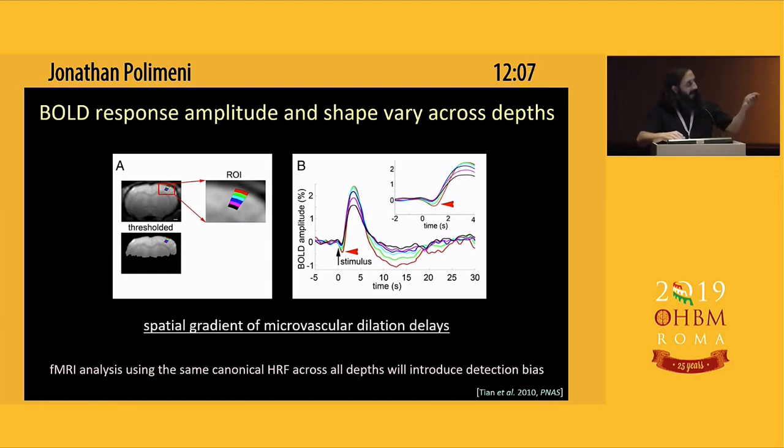What this means is that any fMRI analysis using the same canonical hemodynamic response function across all depths will also likely introduce a detection bias. You're more likely to see activation in the layer that has the hemodynamic response that matches your model.